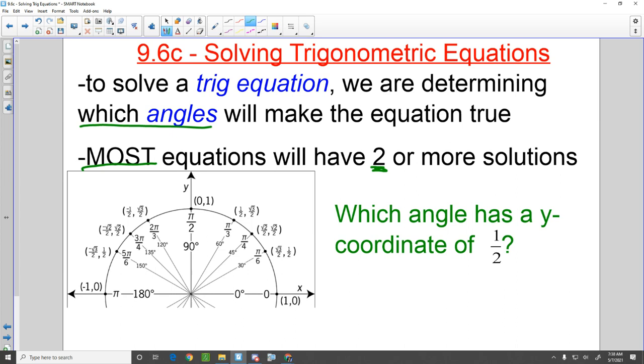And so when I ask you, hey, which angle has a y-coordinate of 1/2? That's how you should be thinking about these trig equations. It's how I phrased that warm-up for you. Sine of x equals 1/2. That's really saying which angle has a y-coordinate of 1/2. Because the y-coordinate is the sine ratio. So that's what we're doing here. Let's break it down.